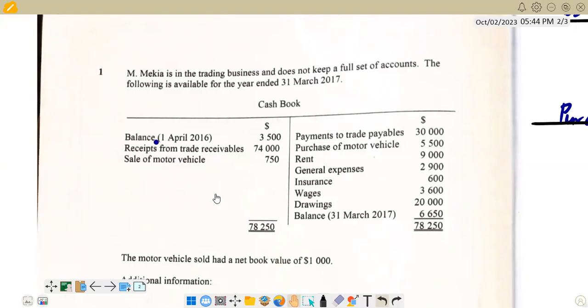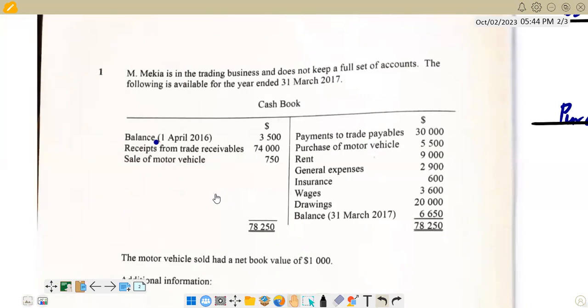Today we want to look at a question on incomplete records. This is a question from June 2023, number one. So this is our question, so I'm going to read through. The question reads, MK is in the trading business and does not keep a full set of accounts. The following is available for the year ended 31 March 2017.